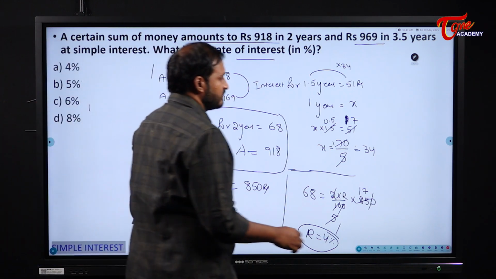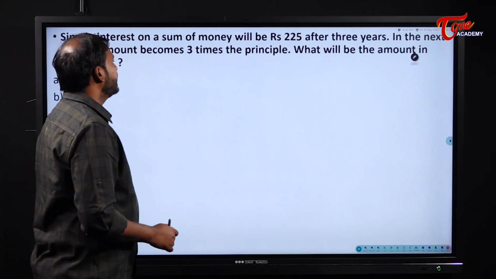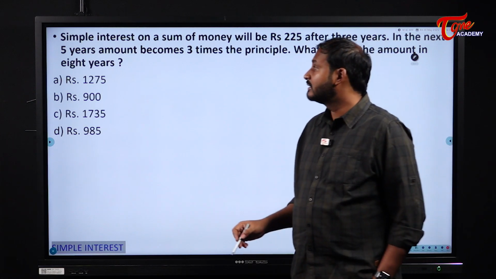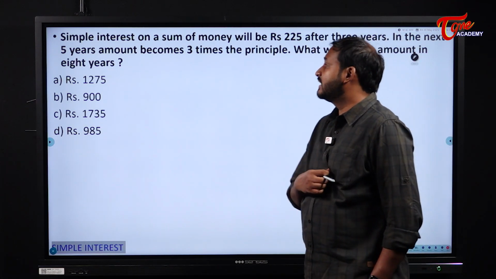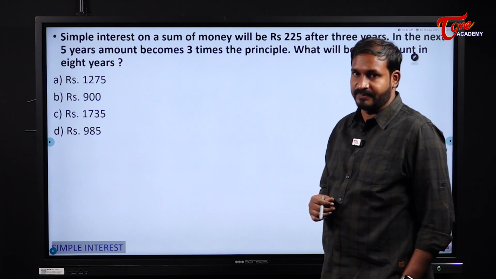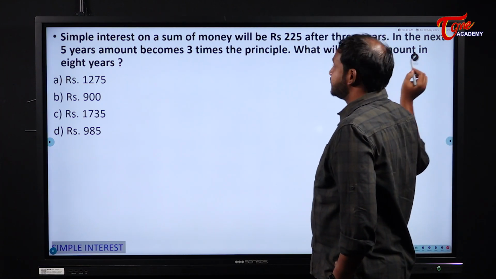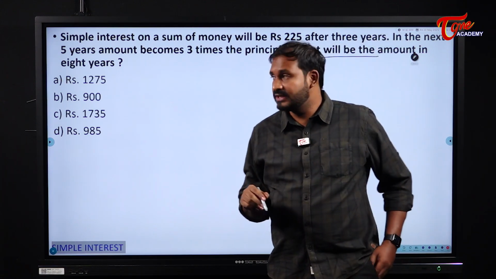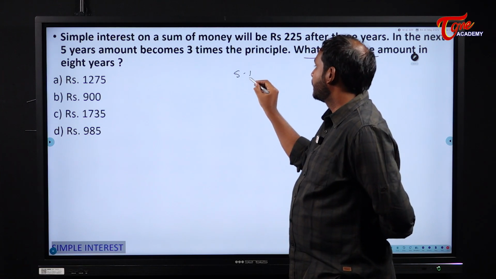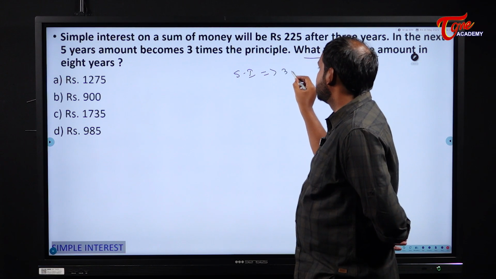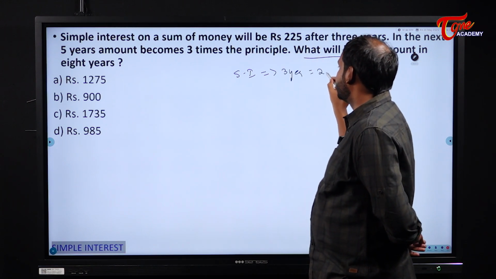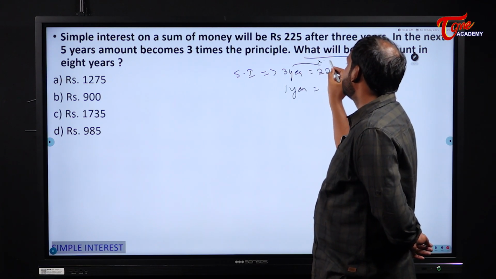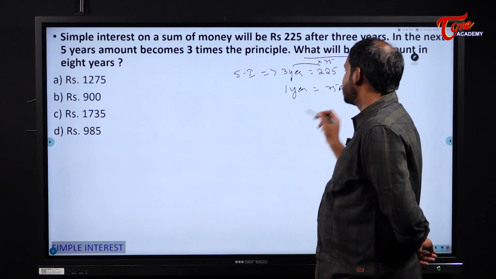Right. Next one. Simple interest on a sum of money will be 225 after 3 years. In the next 5 years, amount becomes 3 times the principal. What will be the amount in the 8 years? See here, simple interest. For 3 years, what is it? 225. For 1 year, what will it be? Tell me, students. 225 divided by 3, 75 rupees.